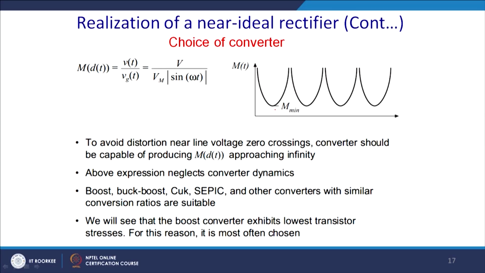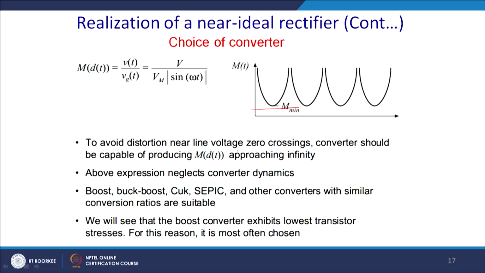So, we are discussing that the modulation index will also change like this. Once your input voltage is low, you require to boost up, but you require to maintain some kind of minimum modulation index. It should not touch 0 when the input voltage is at its peak, and we require a mechanism, that has been listed here, to avoid distortion near 0 crossing.